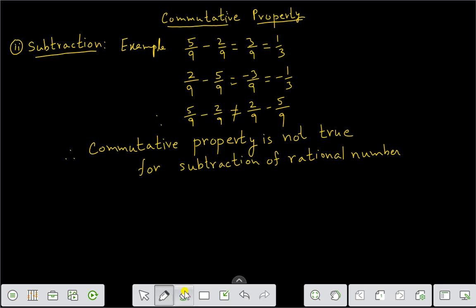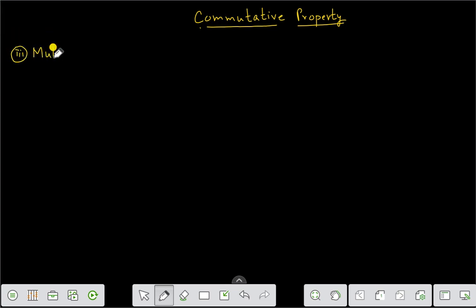Now, we'll deal with multiplication. Commutative property of multiplication.